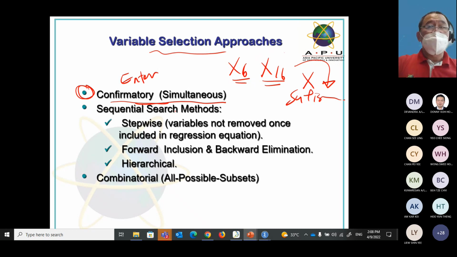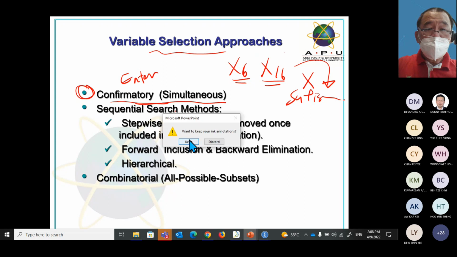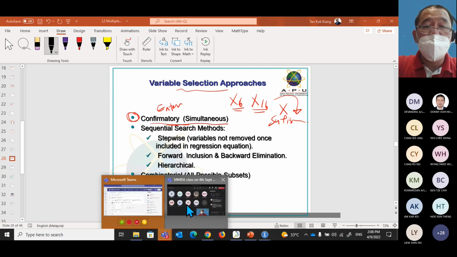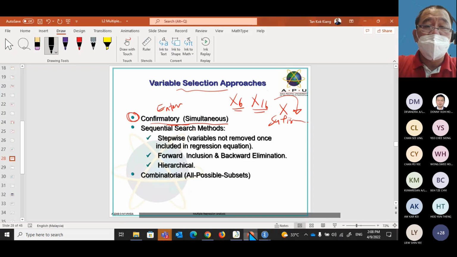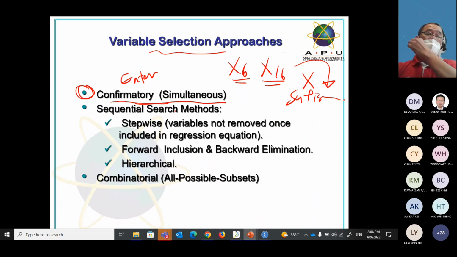Okay. Any question on this? If no, now we see stepwise. Stepwise is more important for you. It's an assignment.